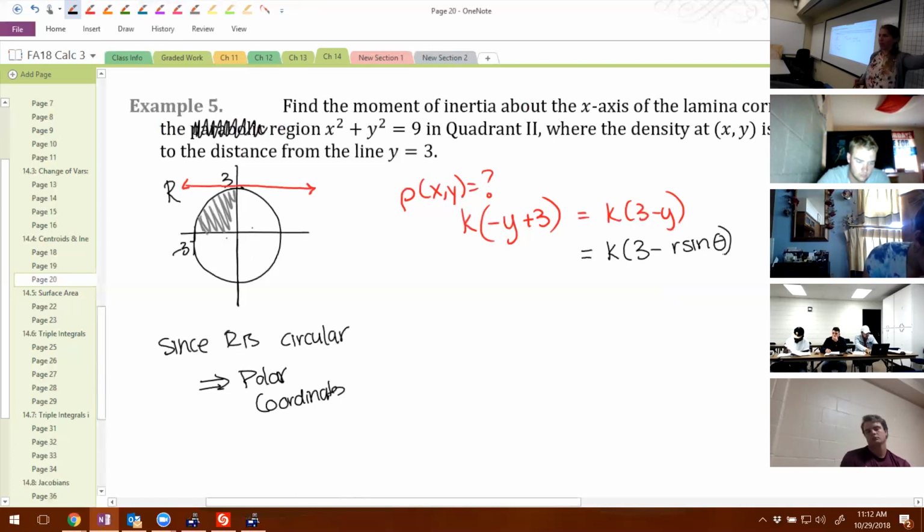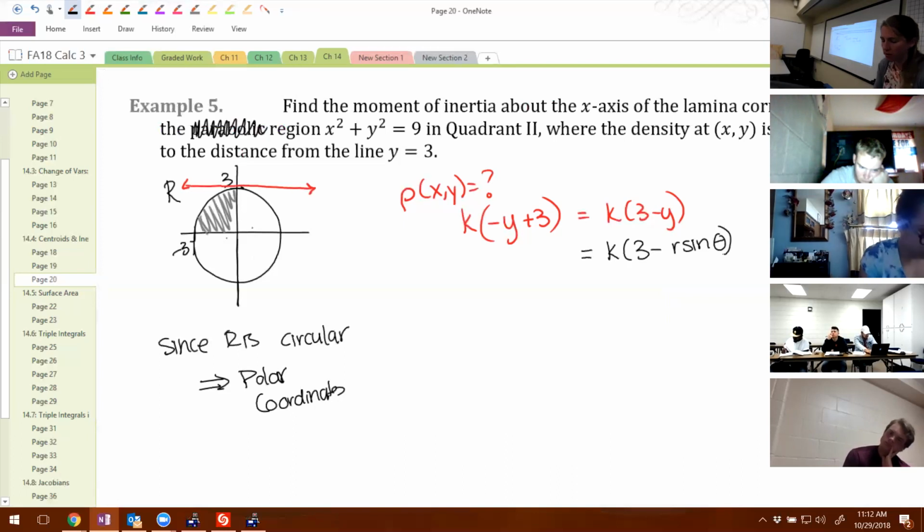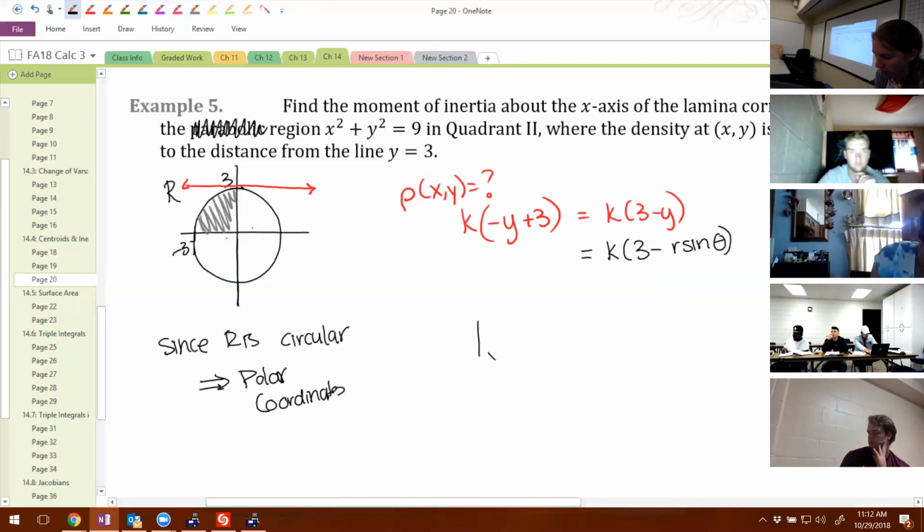And how can I describe that region of integration in polar coordinates? What is r going to range from? Pi over 2 to pi. Okay, so theta will go from pi over 2 to pi. And then r will go from 0 to 3. No, you're fine. You just got the tricky part out of the way.